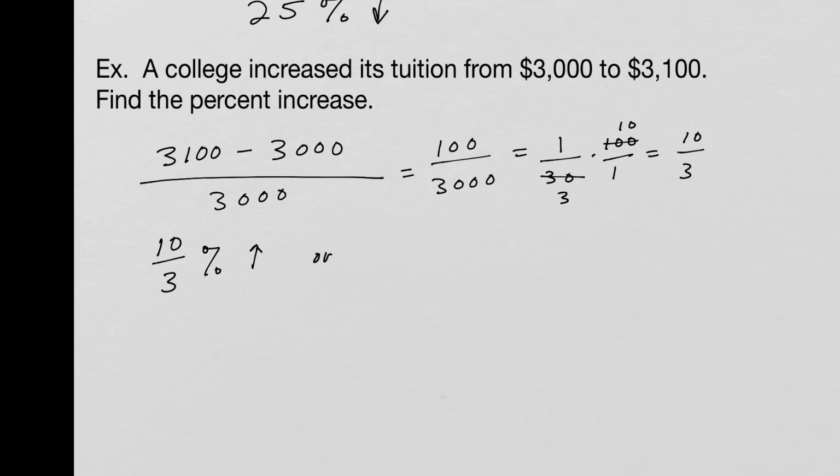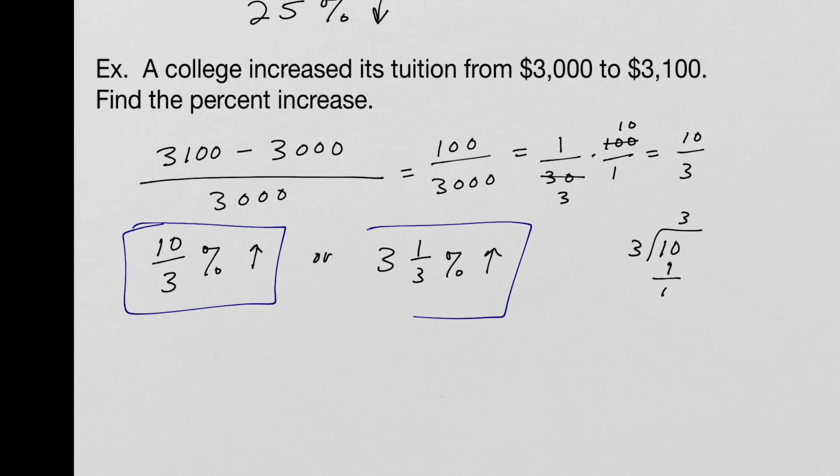Or if we want to write it as a mixed number, right, I can divide 10 divided by 3, convert it into a mixed number, and this is going to be what? 3 and 1/3. So 3 and 1/3% increase. Either one's fine. It just depends on if you want your answer in mixed number format or in improper fraction format. Either way is fine.